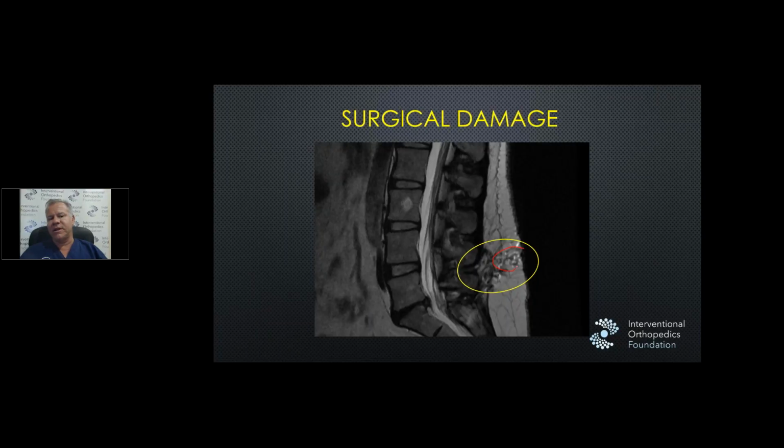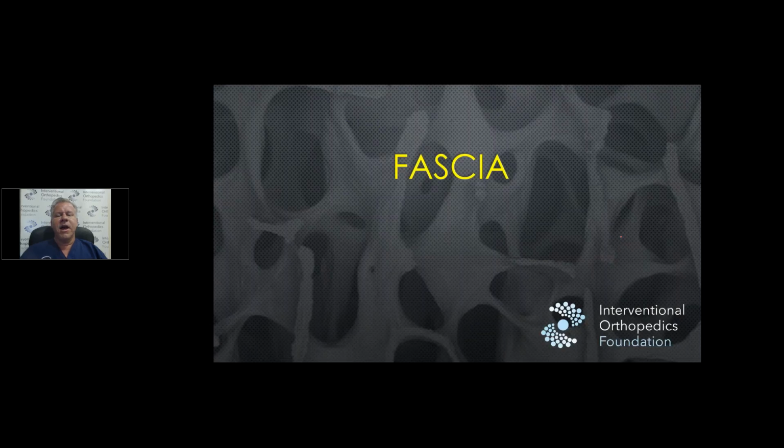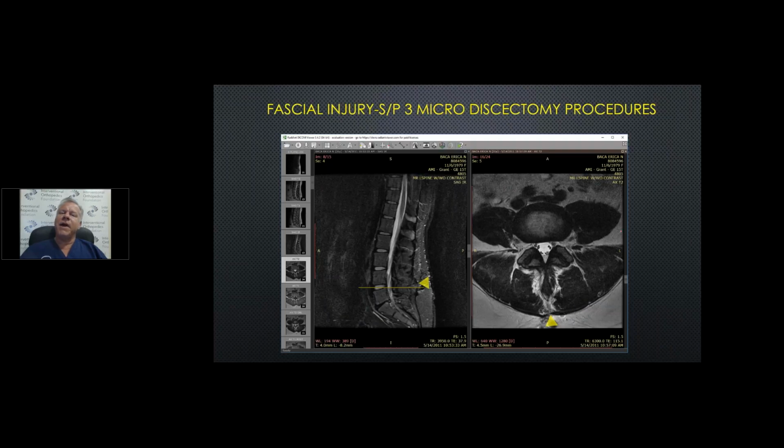You can see the surgical damage in the subcutaneous fat, and you can see here the thoracodorsal fascia, which is bumped out from the surgical approach in a patient that had multiple discectomies and laminectomies performed. Fascia, let's take a look at this fascia. So I'm going to actually show you this particular patient, and I screwed that up, sorry guys.